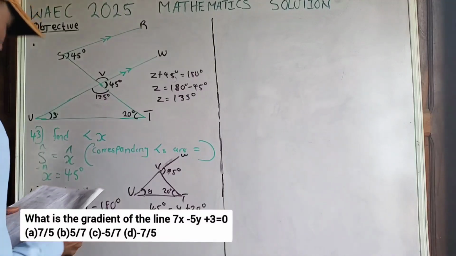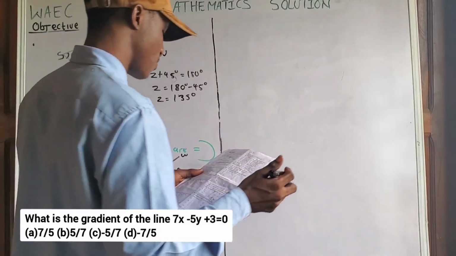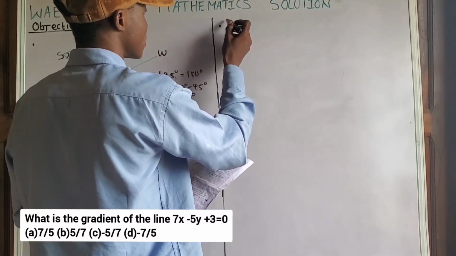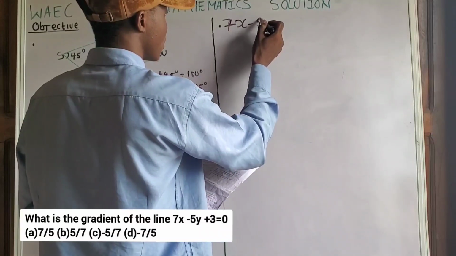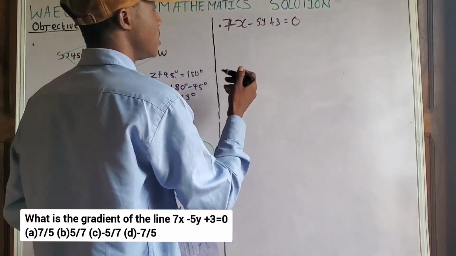Now let's proceed to the next question. What is the gradient of the line 7x minus 5y plus 3 equals 0? What is the gradient? Okay.